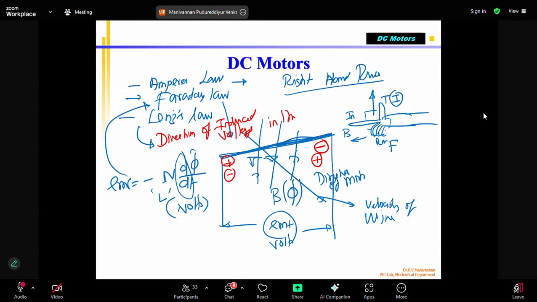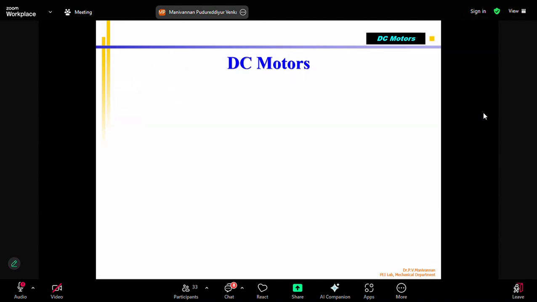These three people invented this. Because of that, I thought that these three laws govern whether it is an electric motor or an electric generator. These three principles are basic principles, and based on that we are going to see about it. This is just information.